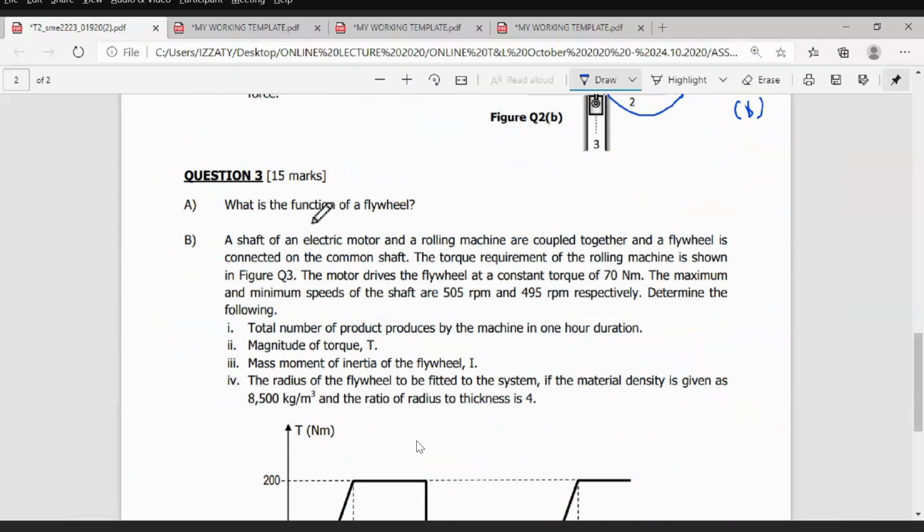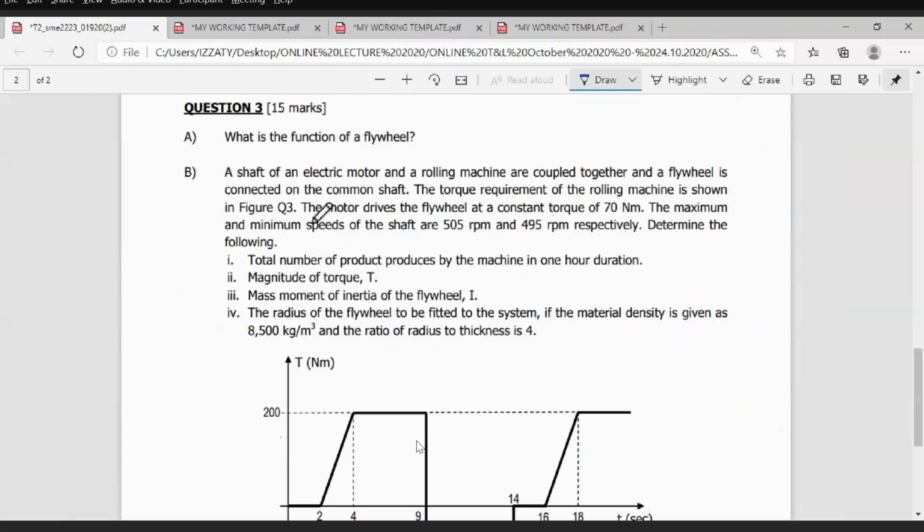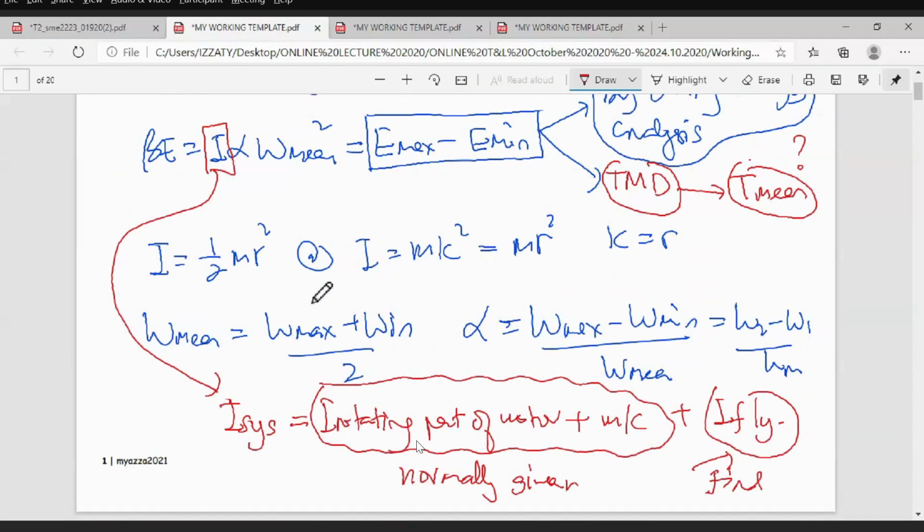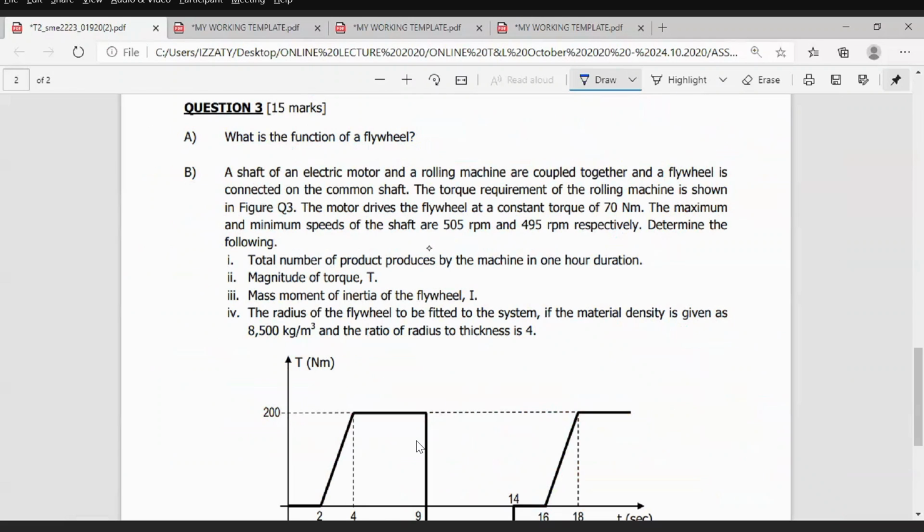Okay, I'm going to solve this one. Any question before I move on to the solution to the question? No, sir. Okay, now move to this one. Tell me, what is the function of a flywheel? A short, brief one. Store the energy. Yeah, storage of energy. Full mark.